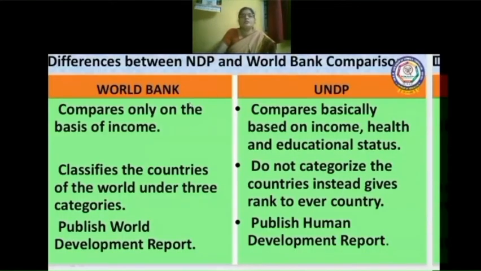Now there is a difference between the World Bank and UNDP. The World Bank compares only on the basis of income and classifies a country into three categories, whereas UNDP is based on income as well as other criteria like health and educational status. It doesn't categorize the countries but ranks them, and it publishes the Human Development Report, whereas the World Bank publishes the World Development Report. So you can see this as an important indicator of how these two agencies work on the development of the world's countries.